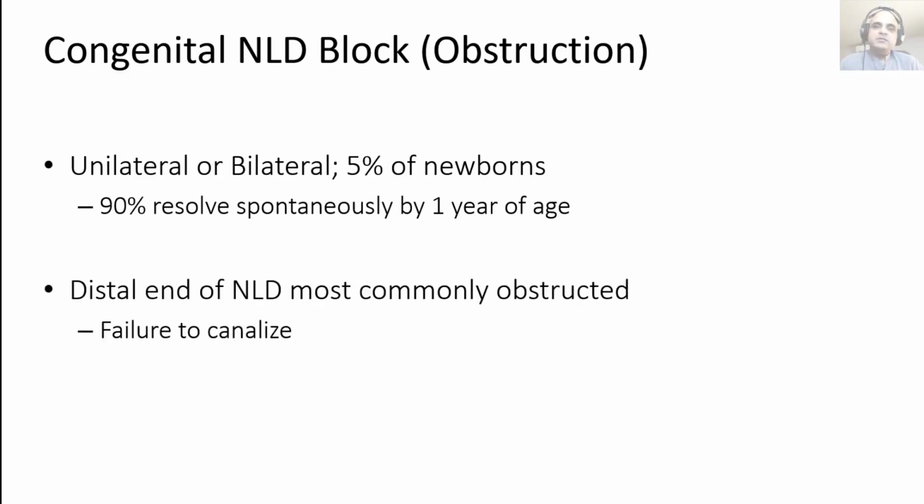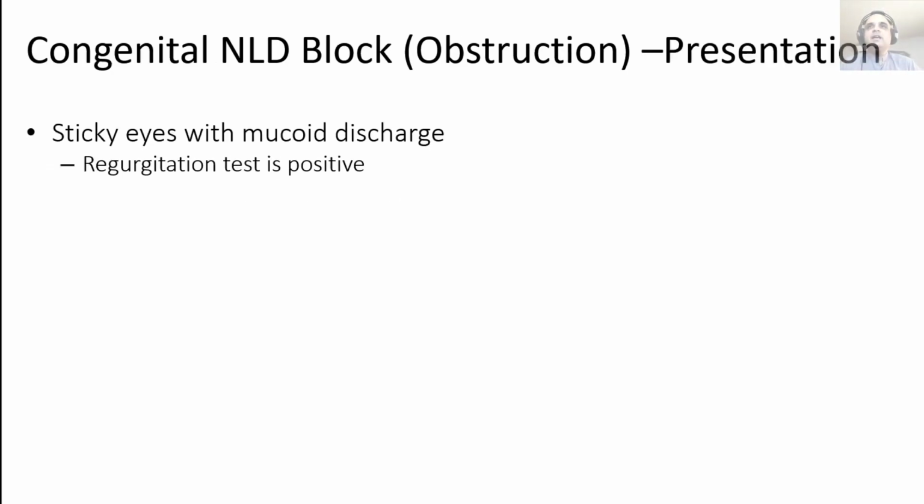The part of the nasolacrimal duct that's blocked is the distal end, the one that opens into the nose, and the reason is that it fails to canalize. These passages canalize very close to birth, and the distal end, the one that opens into the inferior meatus of the nose, fails to canalize, which then leads to a blockage in the entire drainage system of the eye.